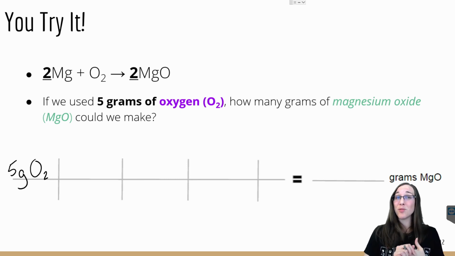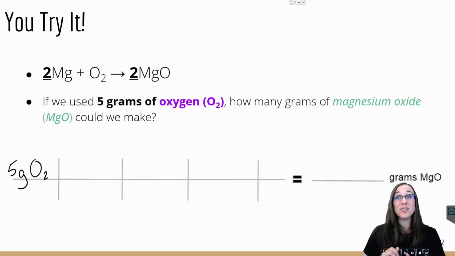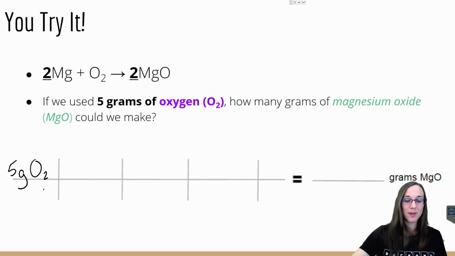We have 5 grams of oxygen to start. We need to get from grams of oxygen to grams of MgO, a different chemical. Since we're noticing we have 2 different chemicals, we're going to use our same pattern. Given, molar mass, mole ratio, molar mass. Answer! So, we need the molar mass of O2. Where do we find that? On the periodic table. We need to find oxygen's mass and multiply it by 2. Oxygen has 16 mass per atom times 2, which gives us a value of 32 grams per mole.